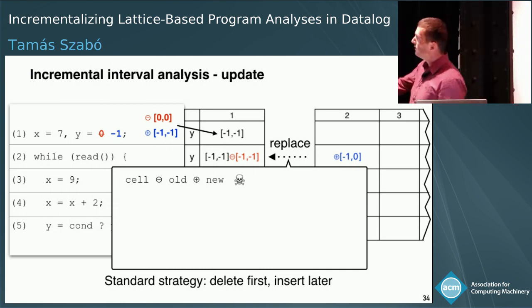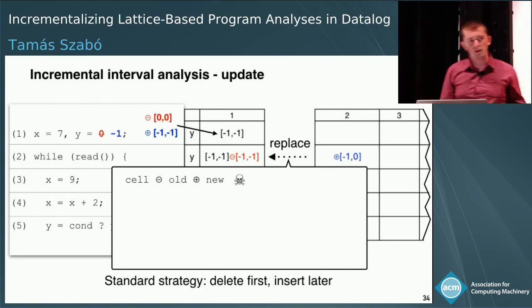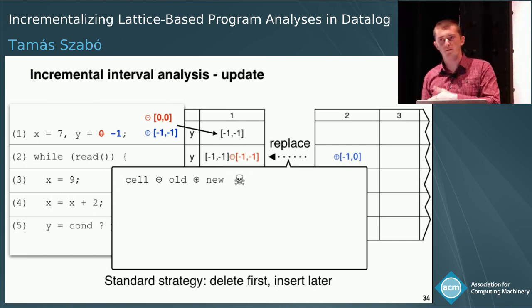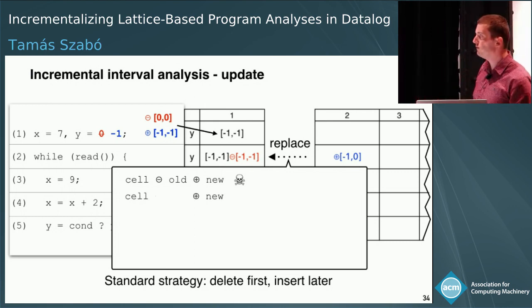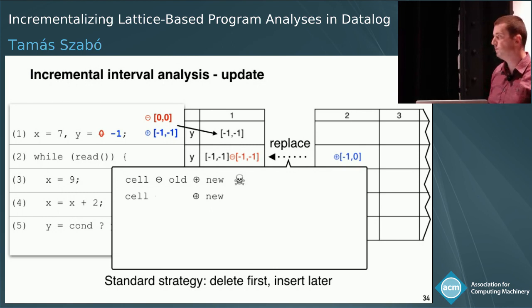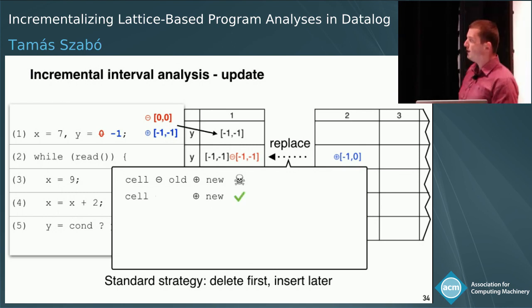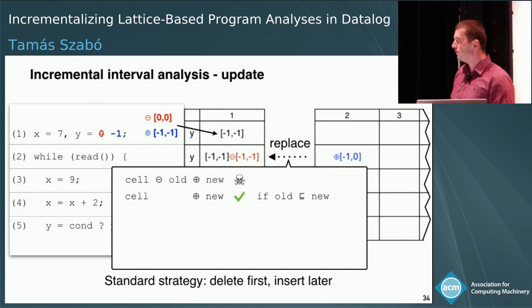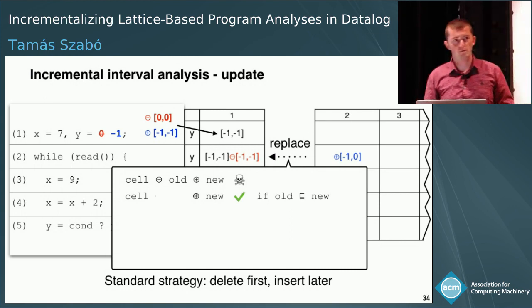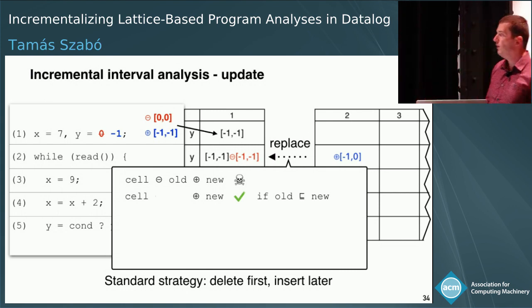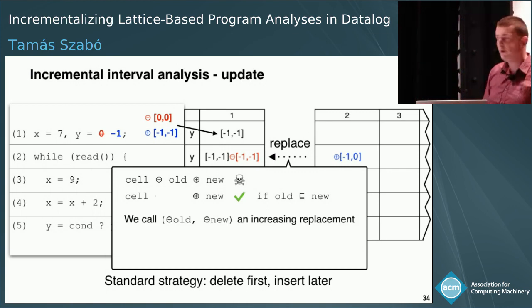But actually, if we look at these values, -1, -1, and -1, 0, what happens is that we are deleting a lattice value, and then we are immediately inserting a value that contains that value. So this means that it would be okay to simply insert new. That seems good. Actually, we can even generalize this problem. If old is less or equal than new, according to the partial order of the lattice, then we can do this. This is good for us. We call this deletion-insertion pair an increasing replacement, if this holds. And this is crucial for our solution.